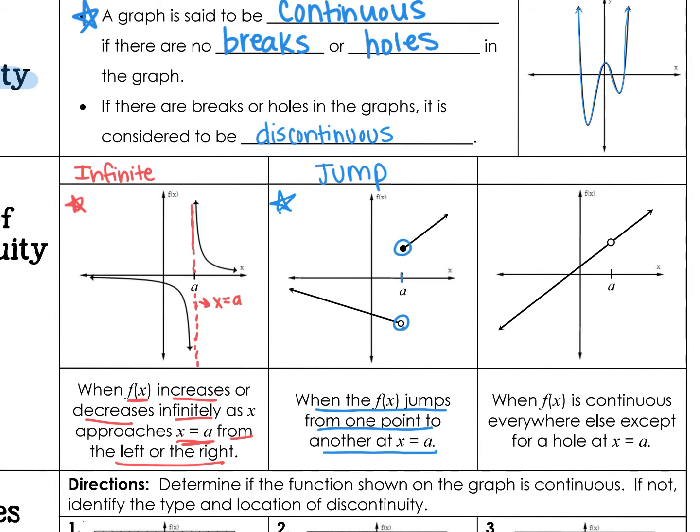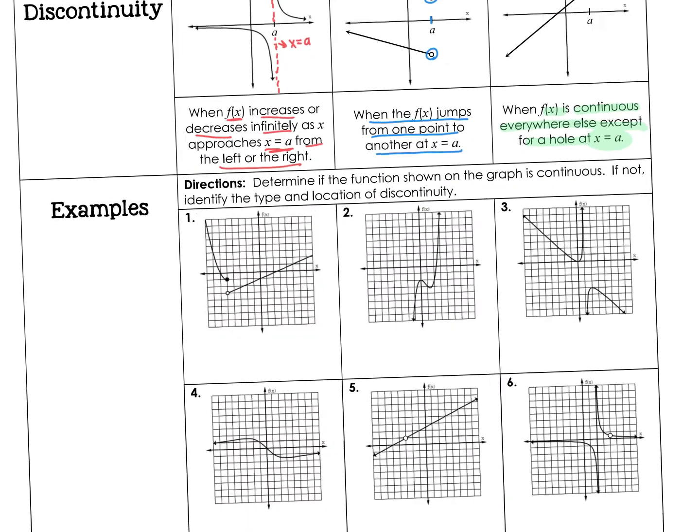And then the last kind of discontinuity, we call it a removable discontinuity. And this should also look familiar to you. So you guys see this hole here? This was when we did rational functions and we found a hole in the graph. It often looked like this. So this is when f of x is continuous everywhere except for a hole at the value x equals a. So we've seen all of these kinds of discontinuity before. We've dealt with these kinds of graphs. We just didn't have a name for the type of discontinuity, but here they are. Okay, so let's look at some examples.